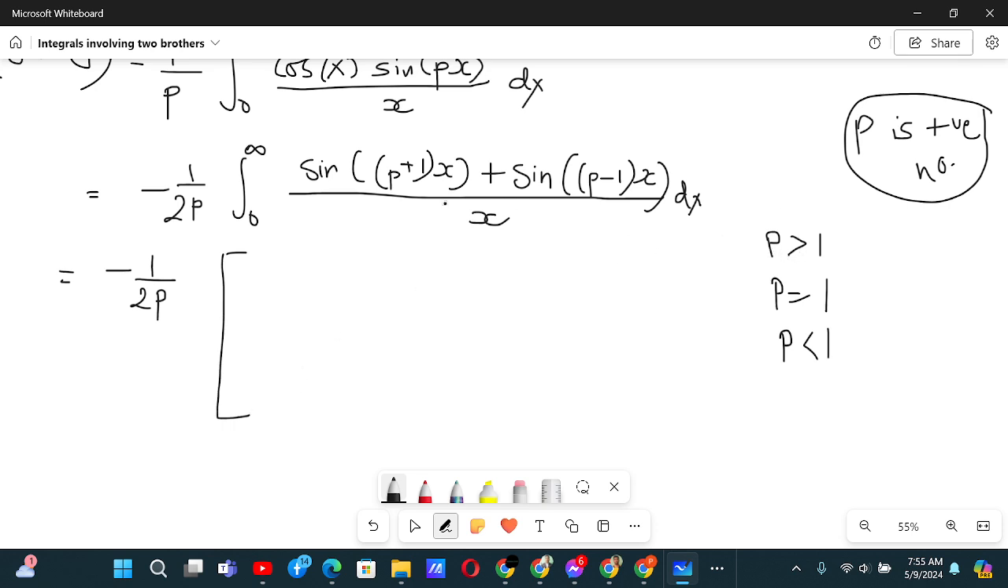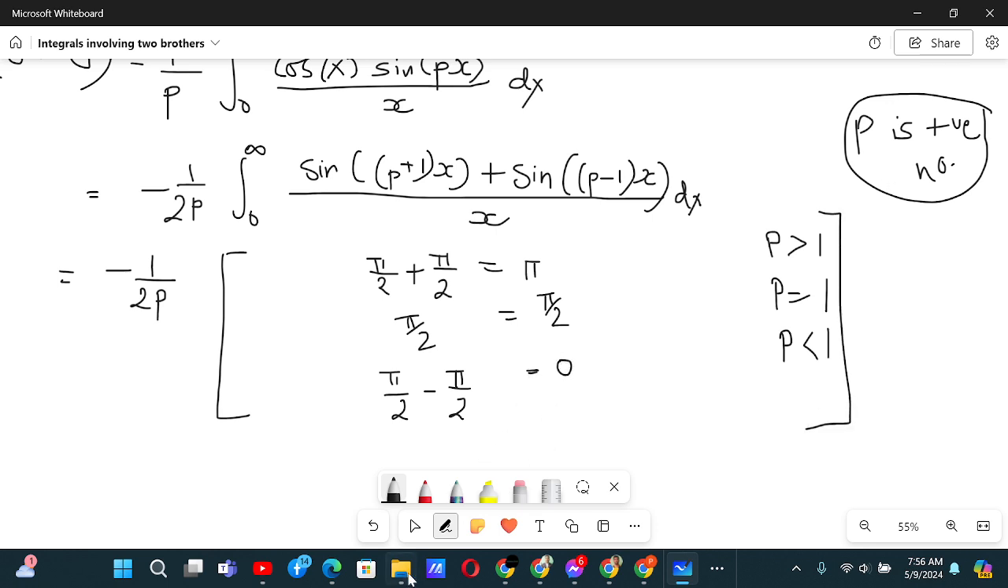When p is greater than 1, in both cases we will just have pi by 2 plus pi by 2. When p is 1, this will go to 0, and we just have pi by 2. And when p is less than 1, this will be negative, so we have pi by 2 minus pi by 2. So that means for p greater than 1, this integral will be pi. For p equal to 1, this integral will be pi by 2. For p less than 1, this integral will be 0. So our answers will also depend on the cases.